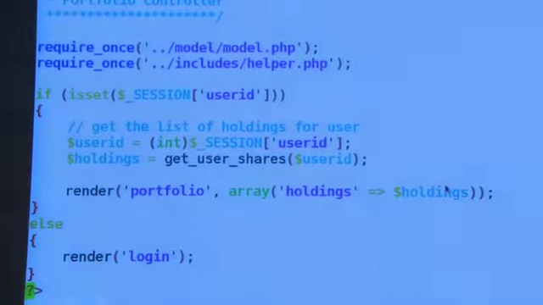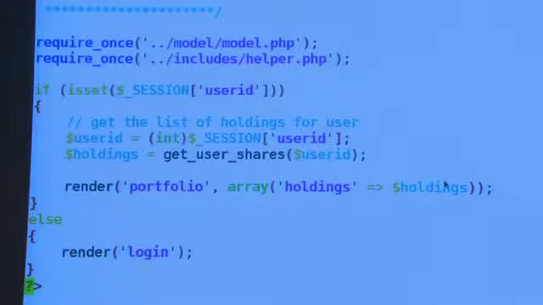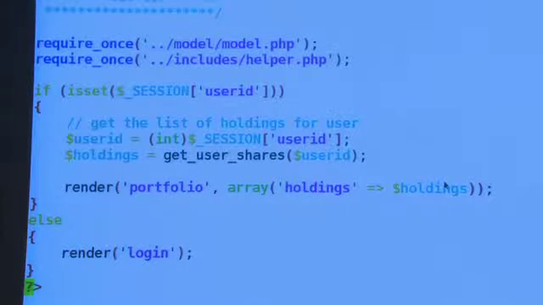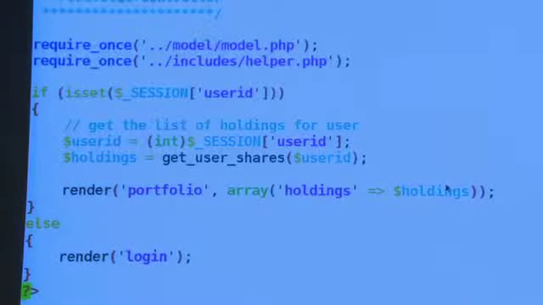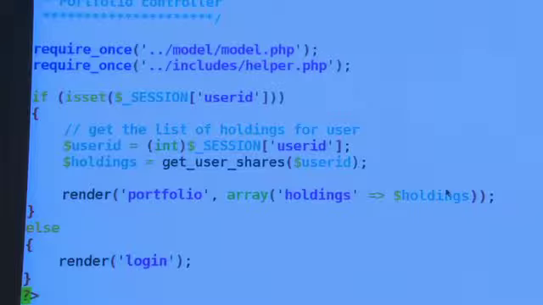All it knows is I want to talk to the model to get the data, and as soon as I have it, I don't want to think anything about HTML. I just want to get it off to the view to deal with. So this ends up being the entire controller, relatively straightforward.